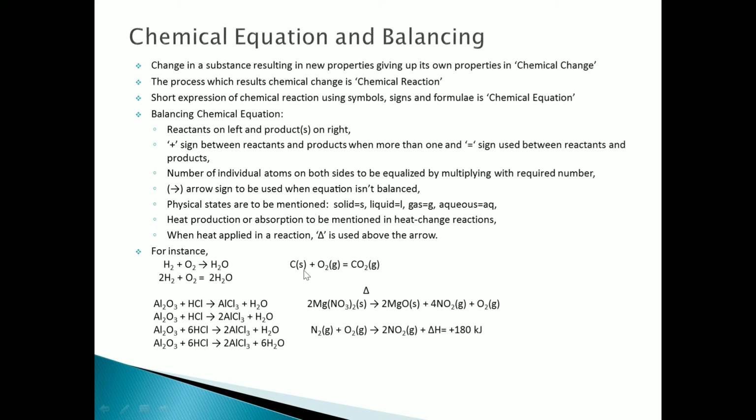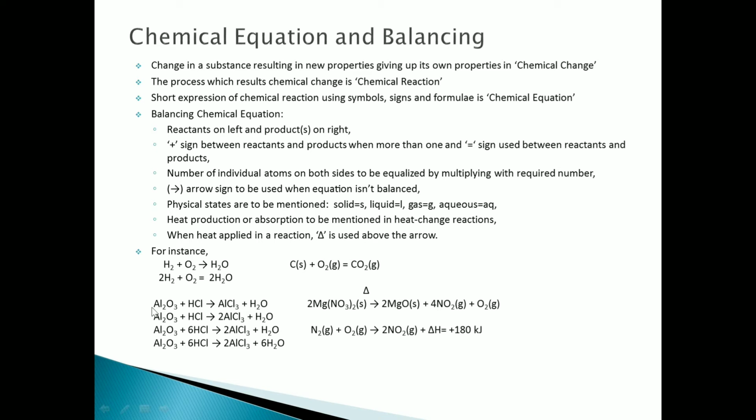It is very important to know the physical state, as we can determine the product's physical state after the reaction. That is a hypothetical understanding. Now let's come on to a complex balancing of equation. Here you can see that aluminum oxide is added with hydrochloric acid, which results in aluminum chloride with water.